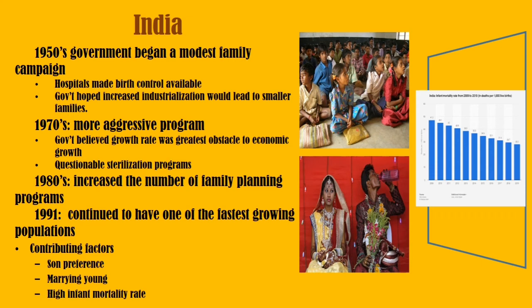However, in 1991, India continued to have one of the fastest growing populations, and the contributing factors to this fast growth were their preference for a male child, because they marry young, and due to the high infant mortality rate.